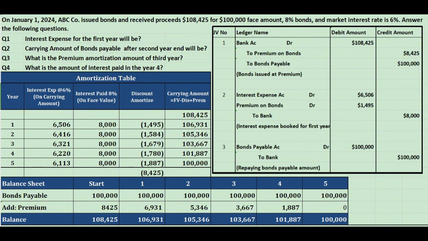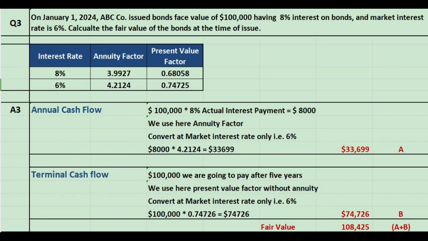Now each year we pass entry of interest expense given in the amortization table. Actual interest payment is $8,000 only, which is 8% on face value $100,000. The difference between the two will be debited to premium on bonds as amortization. In this way each year entries are passed. Finally, at the time of maturity, company will repay the bonds payable amount, which is its face value $100,000, as shown in the third entry.